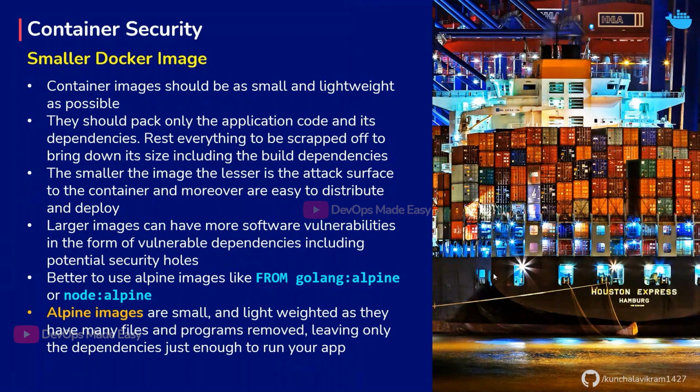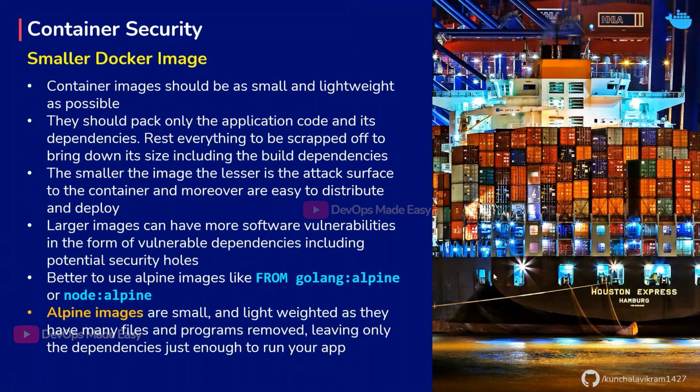Usually they should pack only your application code and all the runtime dependencies, not everything. If you find any unknown binary or utility, you should remove it, or find an image with fewer binaries and utilities, but that smaller image should still be able to run your application. The smaller the image is, the smaller the attack surface.